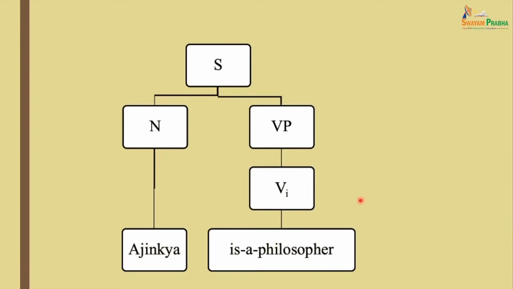We see a few sentences. For example, let's look at the derivation of the sentence "Ajinkya is a philosopher". How do I go about it? I rewrite S as N VP, so I could rewrite S as N VP or neg S or S conj S. I have taken one root and I have rewritten VP as VI and VI as "is a philosopher", and that's how I have derived "Ajinkya is a philosopher".